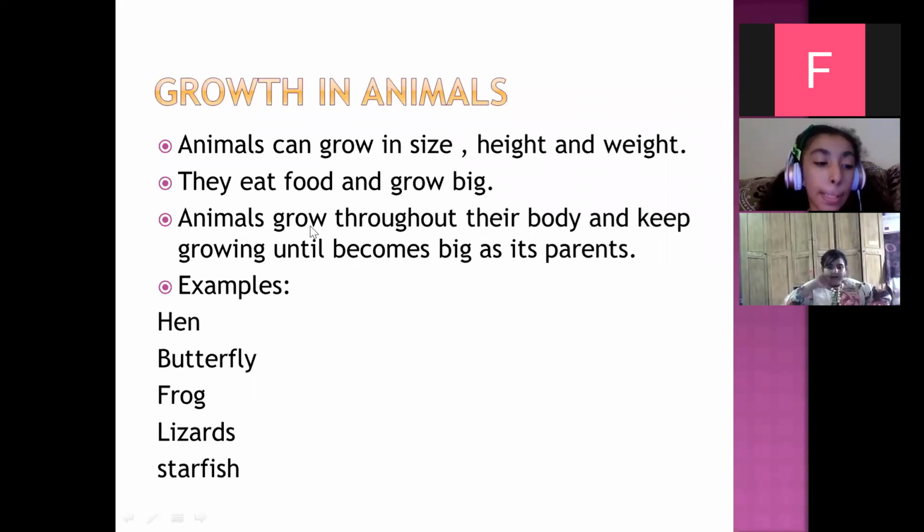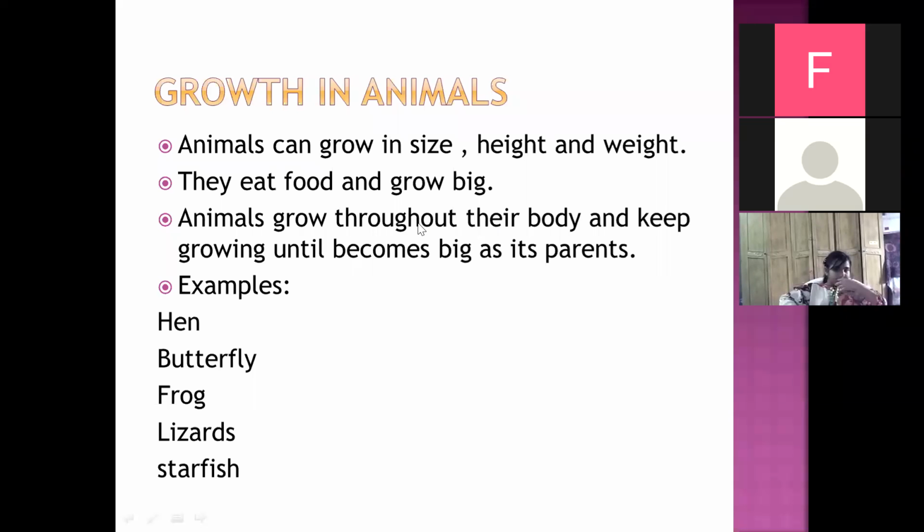Remember that animals grow throughout their body and keep growing until they become as big as their parents. Okay, students? They show their growth throughout their body. It doesn't mean that they are only increasing their legs, or only one part of the body. Rather, they increase their growth throughout the body and keep growing until they become as big as their parents. Let's say the hen.